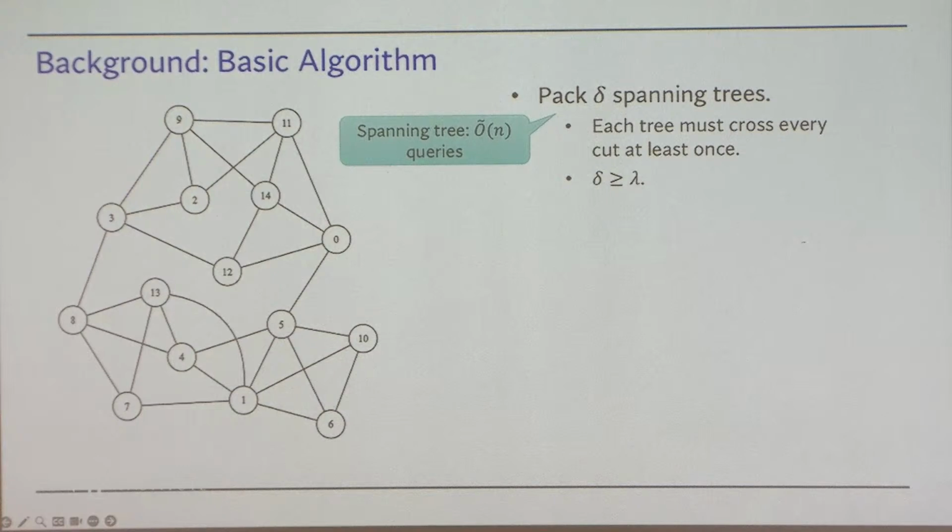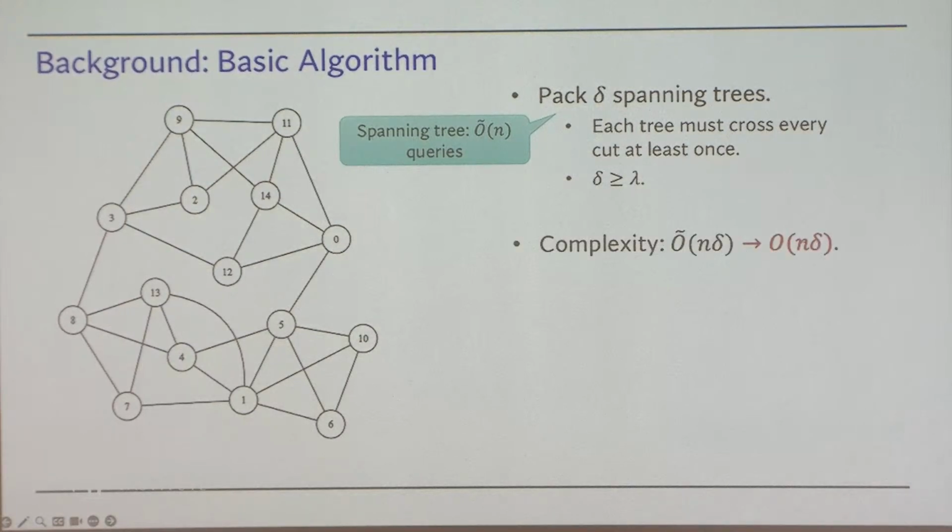Right, so what is a basic algorithm to solve this? You know that the min degree is at least min cut, so you just pack min degree many spanning trees in the graph. And we know that each of the spanning trees, or forest in this case, must cross every cut at least once. So if you can get those spanning trees, you can just compute the min cut in the graph that you have gotten.